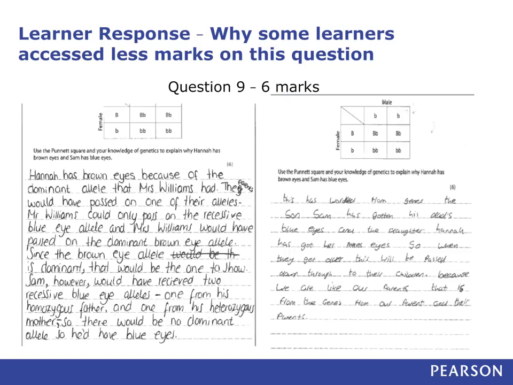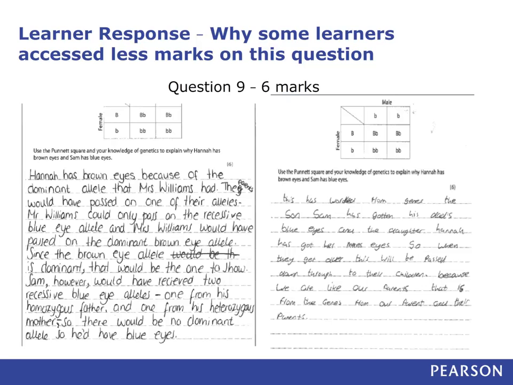Only the very best learners were able to fully assess the Punnett square to explain why Hannah has brown eyes and Sam has blue eyes. In the first example on the left-hand side of the slide, the learner shows an understanding that Hannah has inherited one allele from each parent. This learner explains that Hannah has brown eyes because she has one dominant allele from Mrs. Williams and a recessive blue allele from Mr. Williams, and that she will have brown eyes as this allele is dominant and so this colour will be seen.